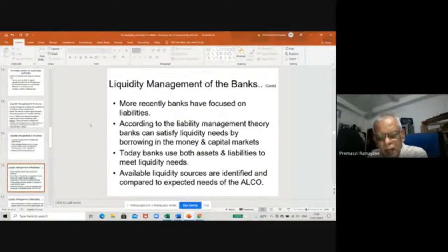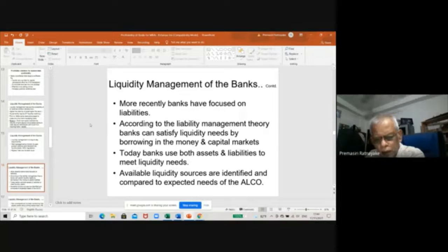More recently, banks have focused on liability management. According to the liability management theory, banks can satisfy liquidity needs by borrowing in the money and capital markets. Today, banks use both assets and liabilities to meet liquidity needs.